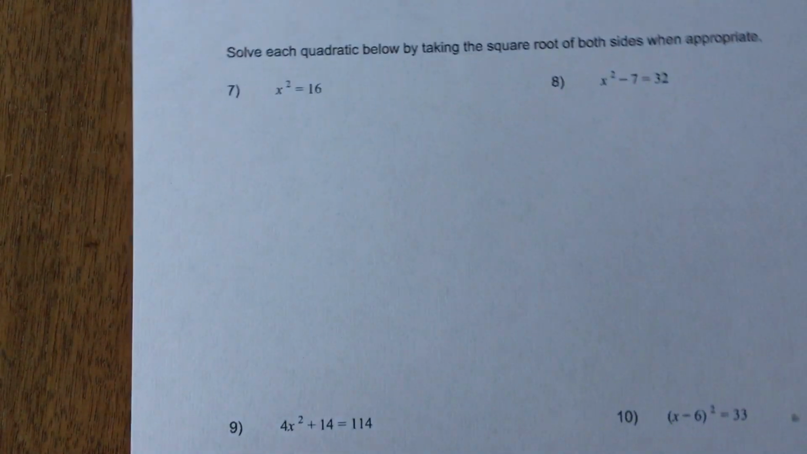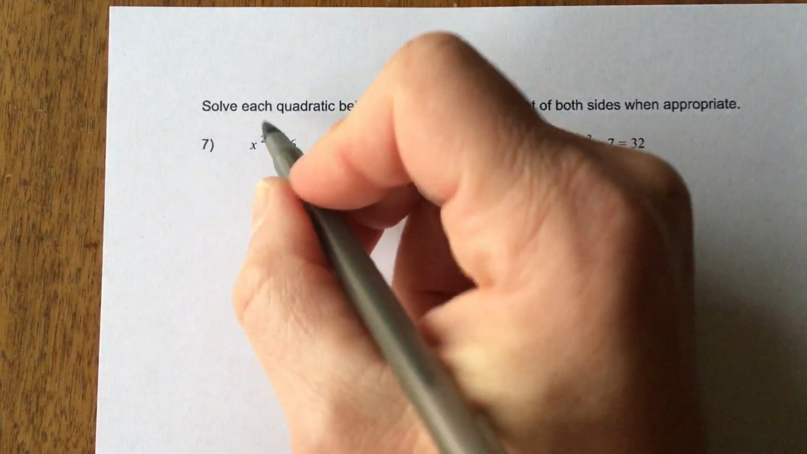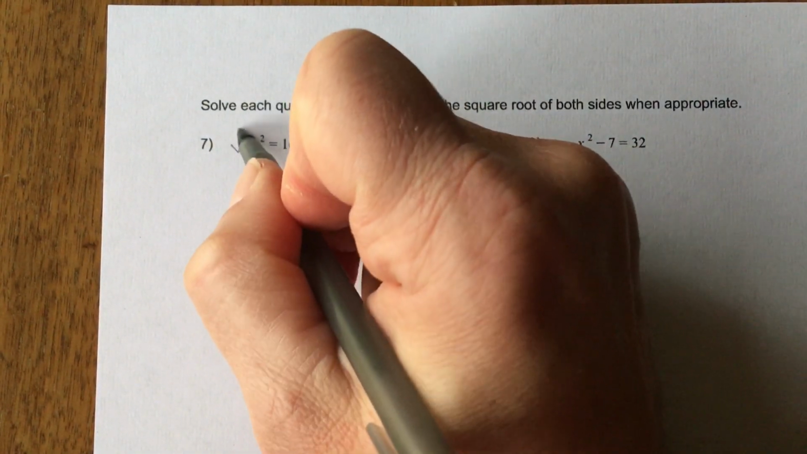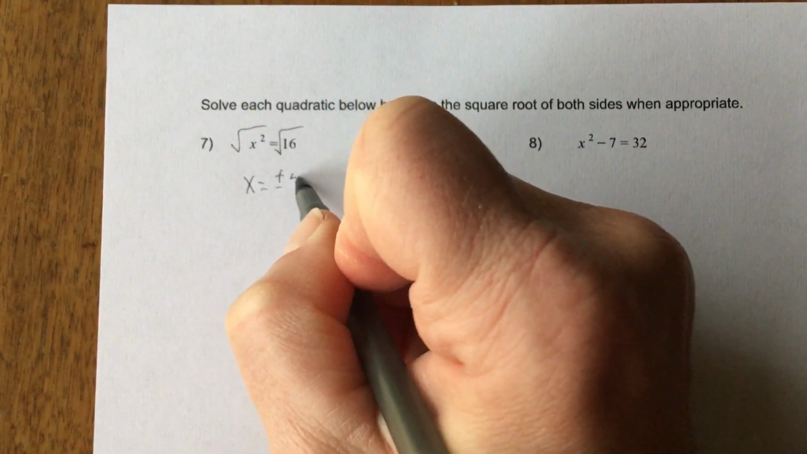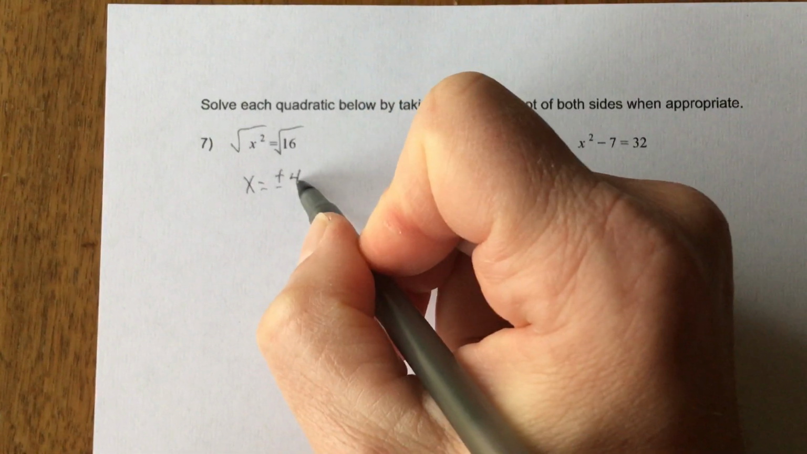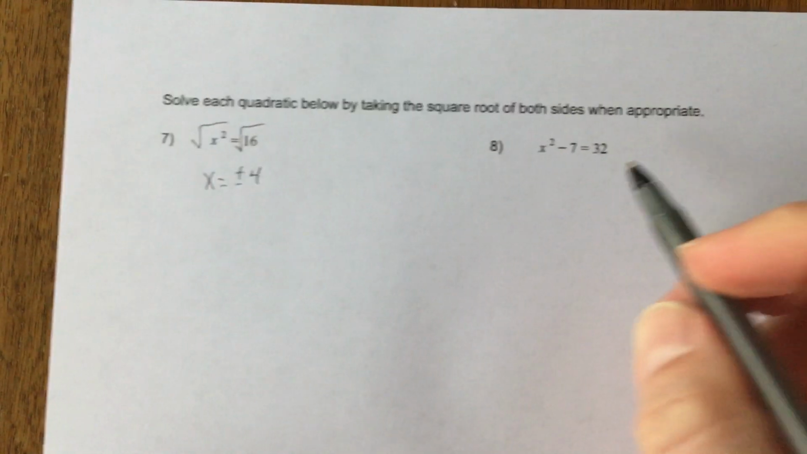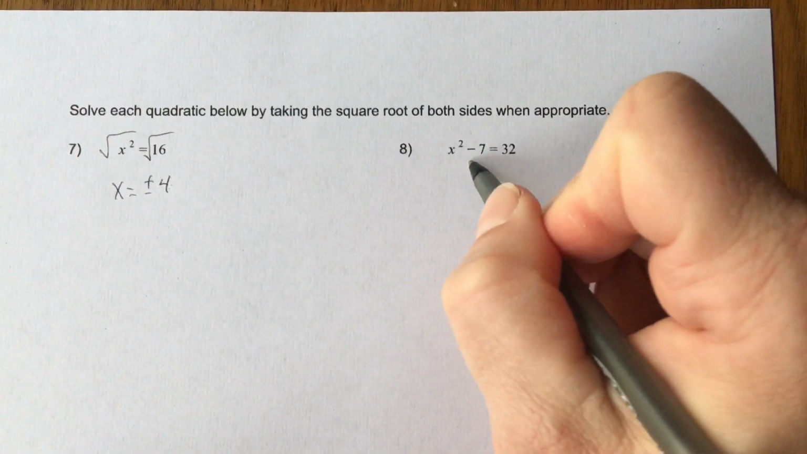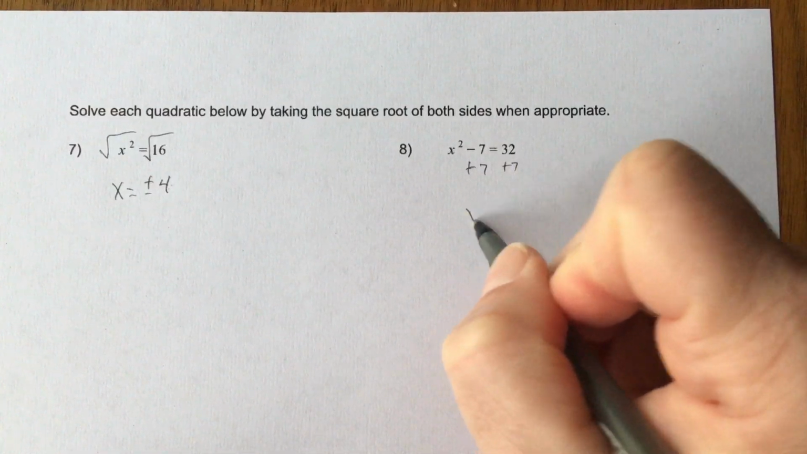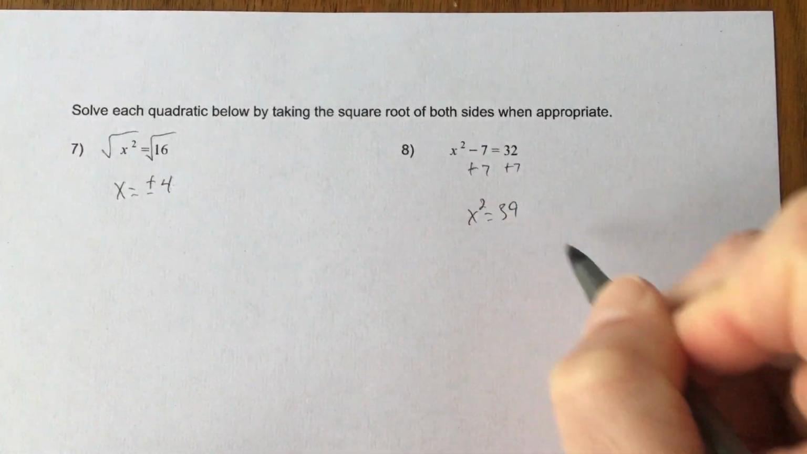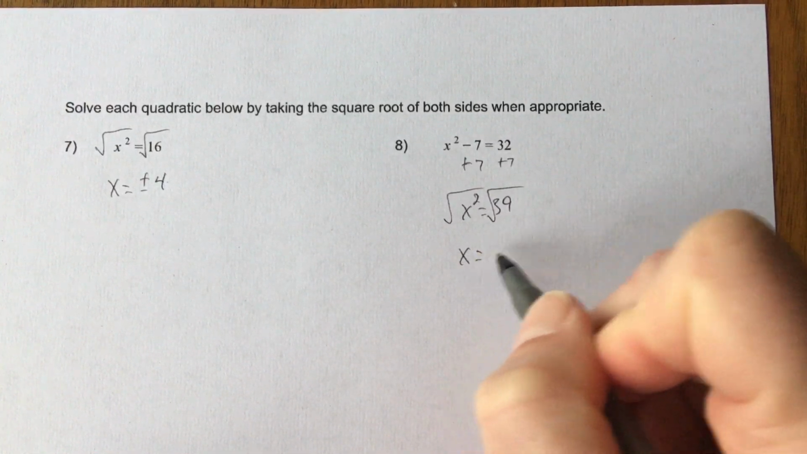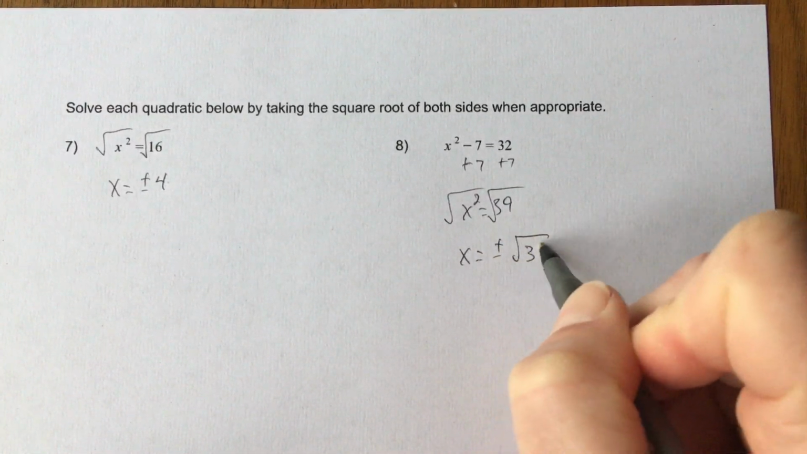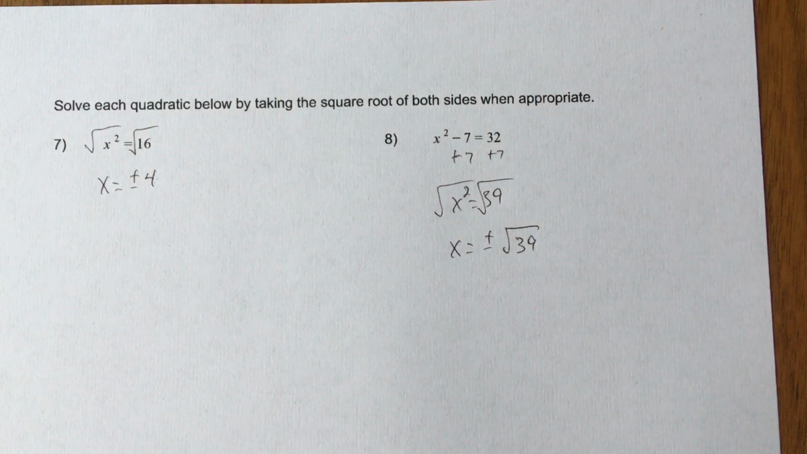Then you were asked to solve using square roots. So number 7 already had x squared by itself, so we take the square root. We're going to get x equal to positive or negative square root of 16, which is 4. 4 times 4 is 16. Okay. Then we're going to add 7 here, add 7 here. We get x squared equal to 39. Now we're going to take the square root of 39, and we'll get x equal to positive or negative square root of 39. Now again, that might be the choice you make tomorrow.